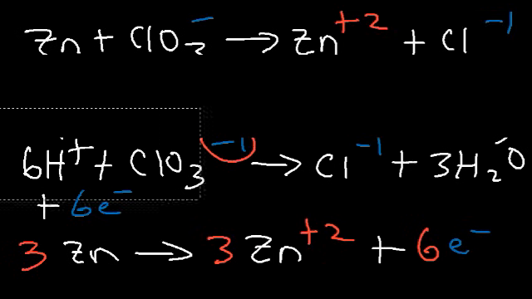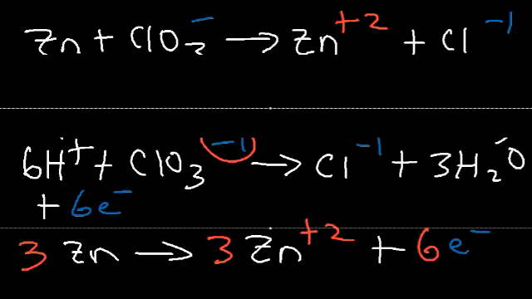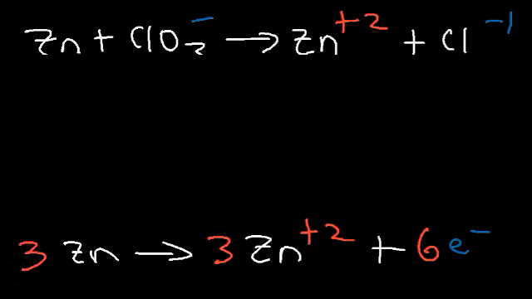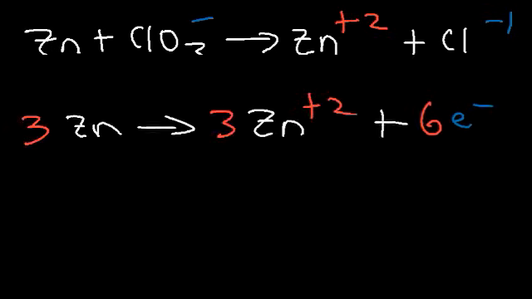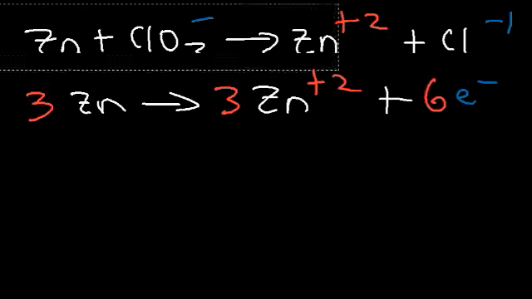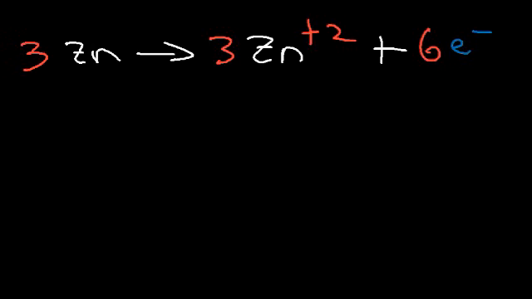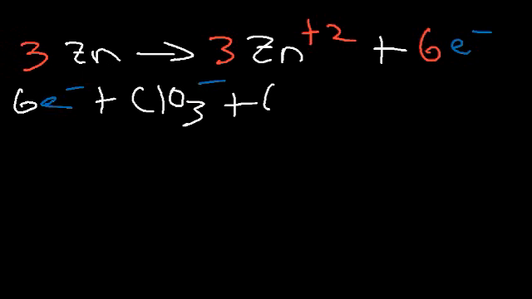Now, the other half reaction, we don't really need to change anything, but I'm going to rewrite it though. In the other half reaction, we had 6 electrons, a chlorate ion, 6 H plus ions, and on the right side, it was chloride and 3 water molecules.